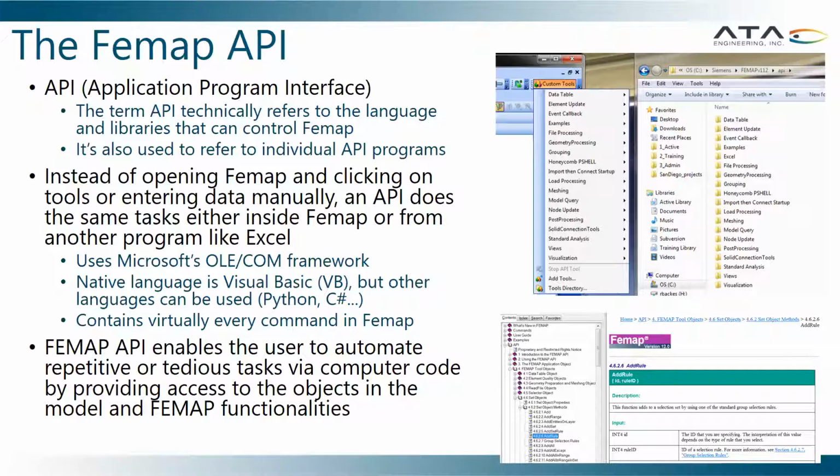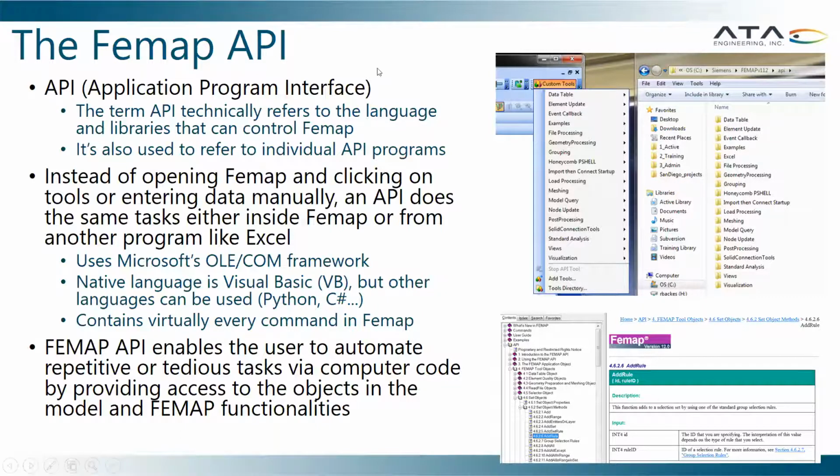And the API contains virtually every command in Femap. So if there's a button you can click in Femap or a menu option in Femap, you should be able to find that in the API. Basically, the idea is you're automating repetitive or tedious tasks here. I will say I have used APIs from a few different software programs, and I found the Femap API to be by far the easiest to use and most commonsensical.